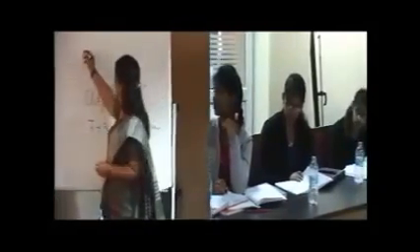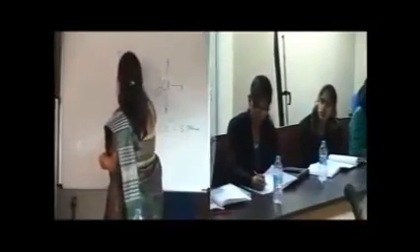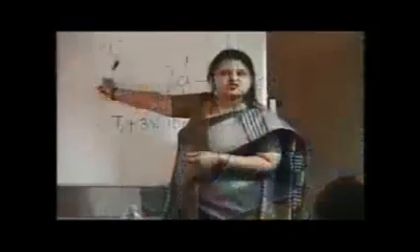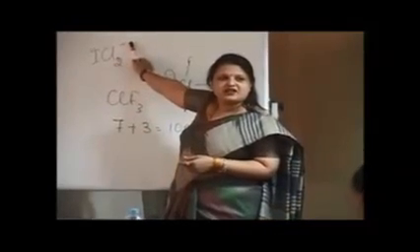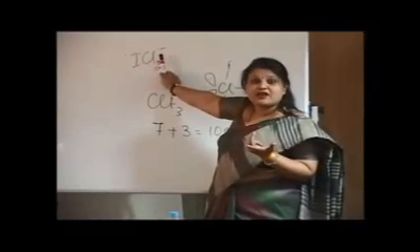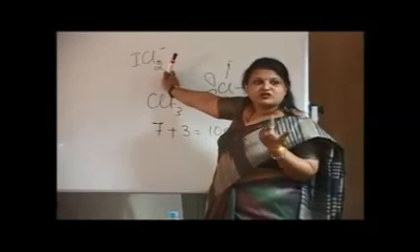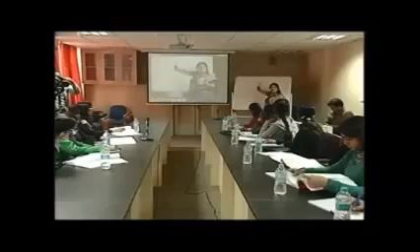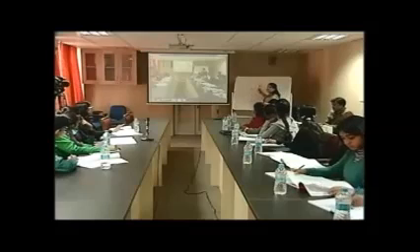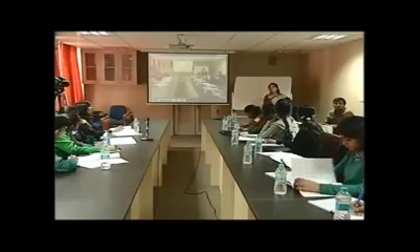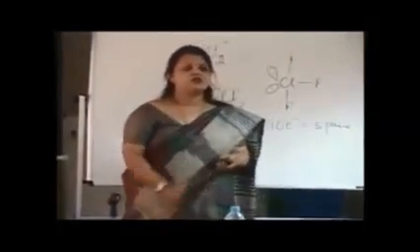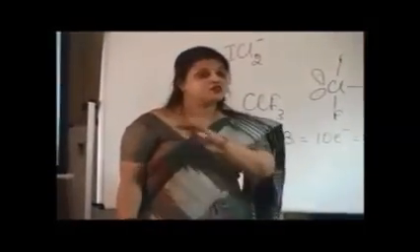For ICl2 minus, again it will be 7 plus 2 plus 1, 10 electrons, 5 pairs, 2 bonded, 3 lone pairs, trigonal bipyramidal geometry, but all these 3 lone pairs occupy the equatorial positions, the 2 axial positions occupied by chlorine, giving it a linear shape. If you just work it out, you get the answer. Any other query, question, doubts?